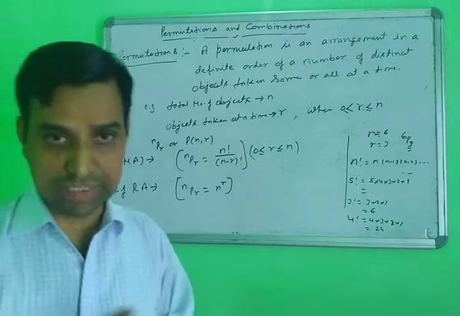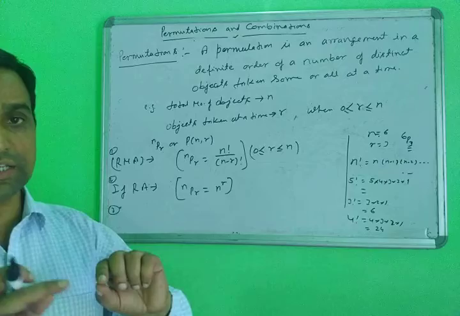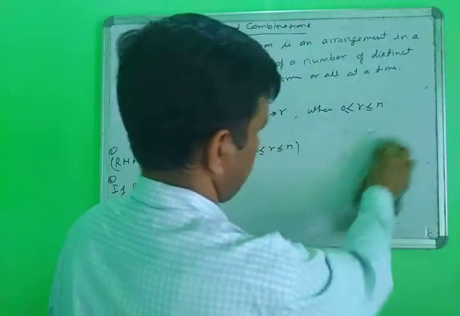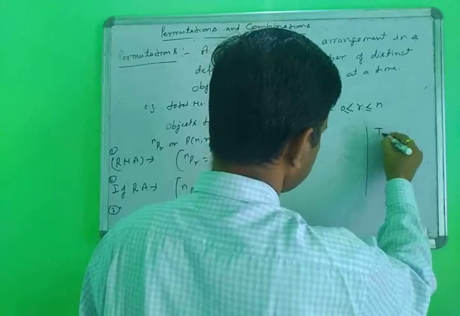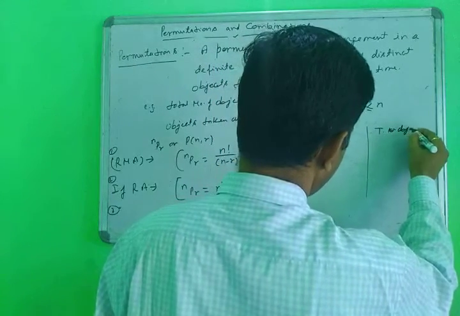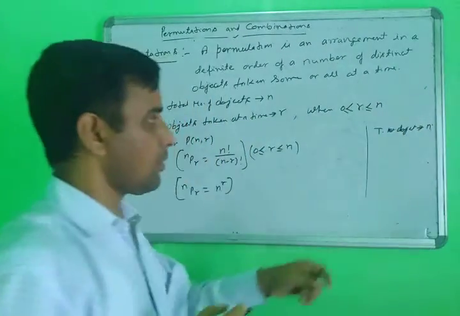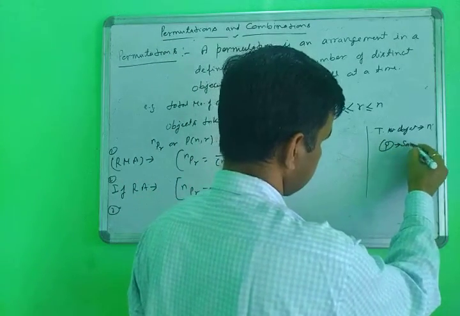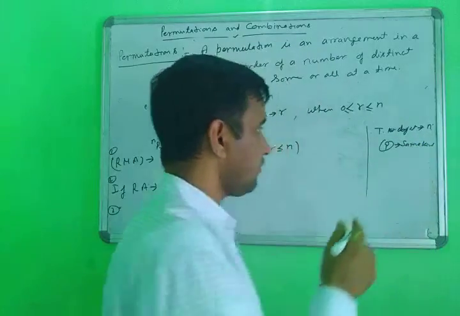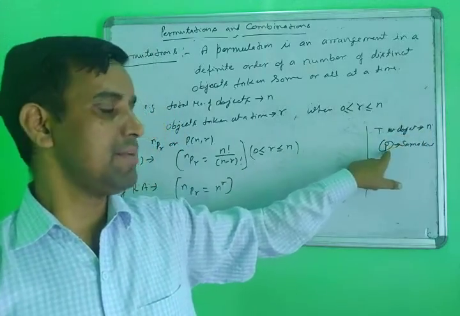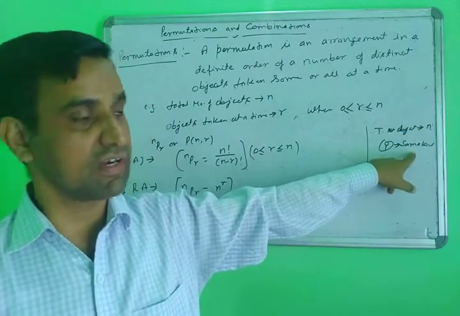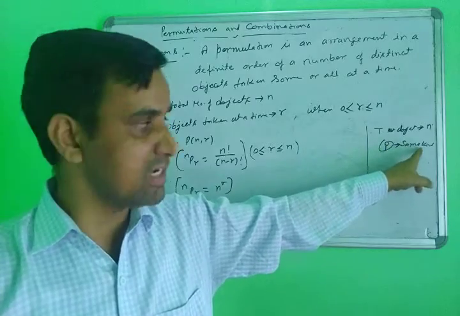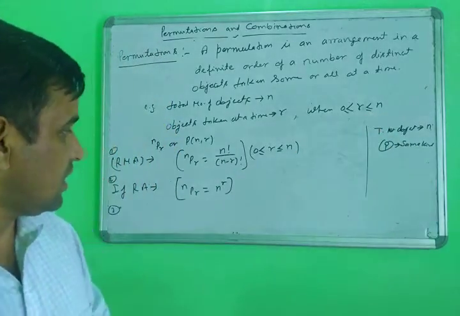Suppose there are n objects, but p objects are similar. The total number of objects is n, but out of the total n, p have the same kind, and the rest of the objects are different kinds. Then what is the identity of this?